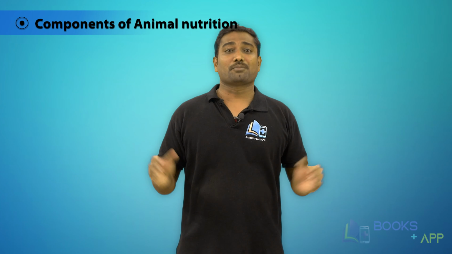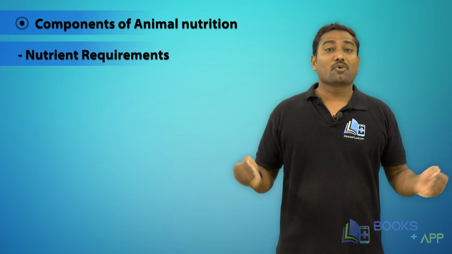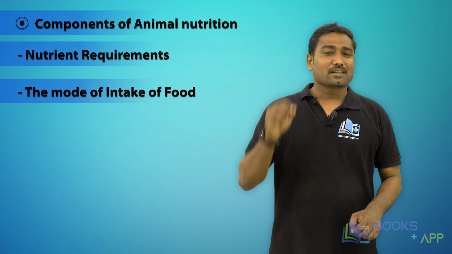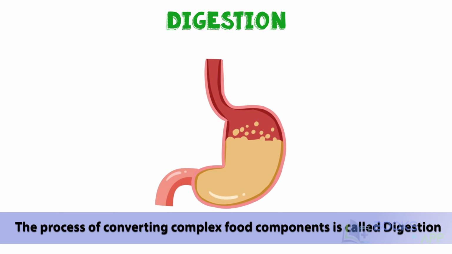So in animal nutrition there are three main aspects, three main components. First one being the nutrient requirement, second the mode of intake of food, and finally the utilization of the nutrients inside the body. Also in the previous chapter we studied that food contains various components like carbohydrates, proteins, fats, lipids and many more. These food components are really complex, so they have to be converted to simpler forms, and the process of converting the complex food components to a simple accessible form is called digestion.